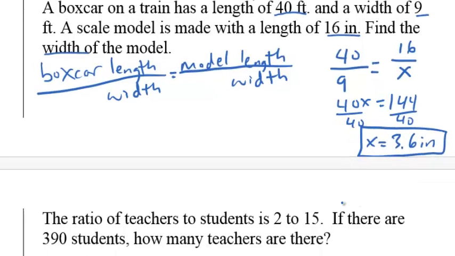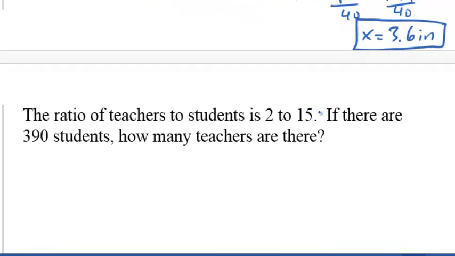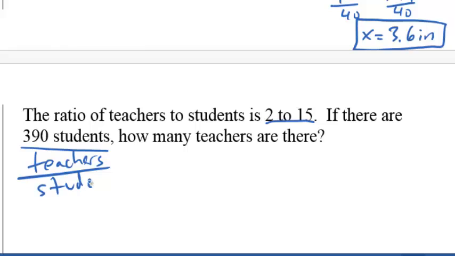All right. Last, example 3 involves both ratios and proportions. So the ratio of teachers to students is 2 to 15. If there are 390 students, how many teachers are there? Okay, so I'm going to write my ratio in teachers to students, both times. So my first ratio is given to me, 2 to 15.